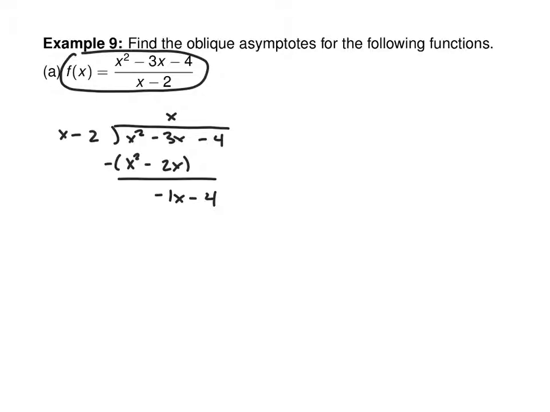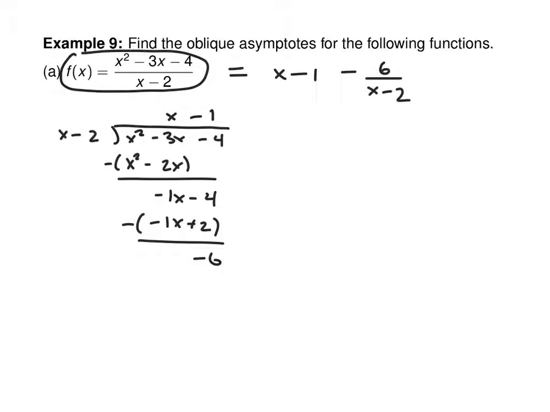Okay. And now what do you multiply x by to make it match the negative 1x? Negative 1. Negative 1x plus 2. Take away, what's your remainder? Negative 6. So you can rewrite f of x as x minus 1 minus 6 over x minus 2. Does that make sense?